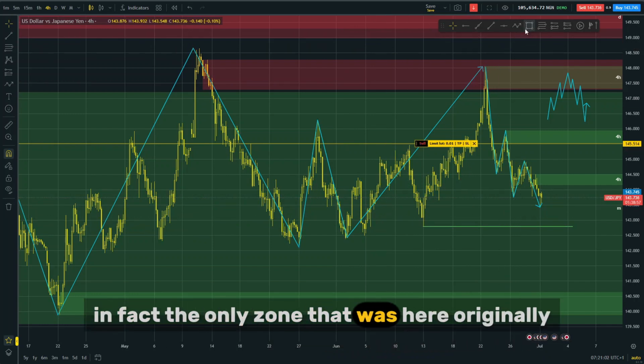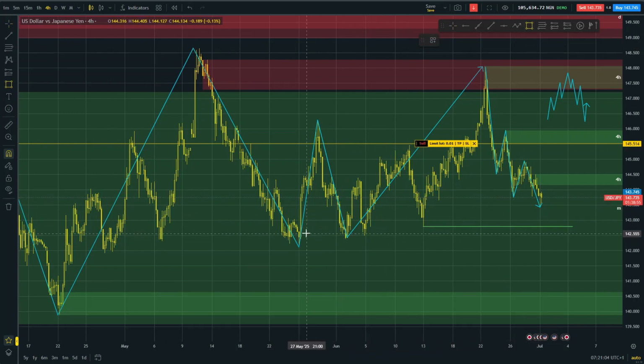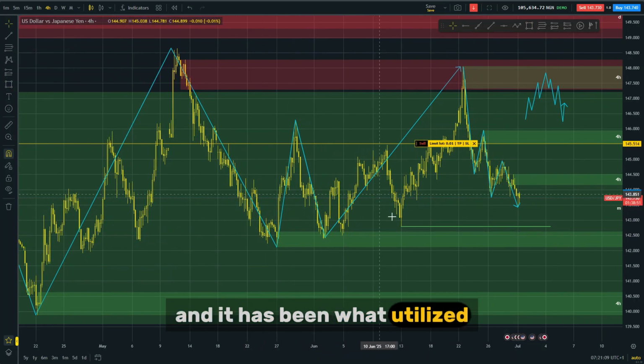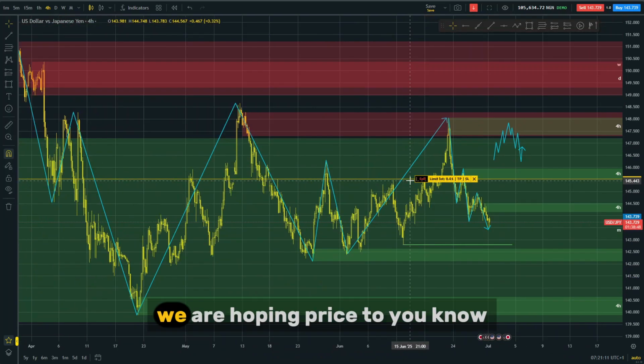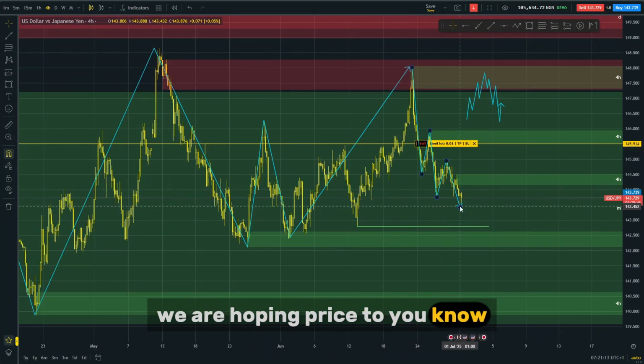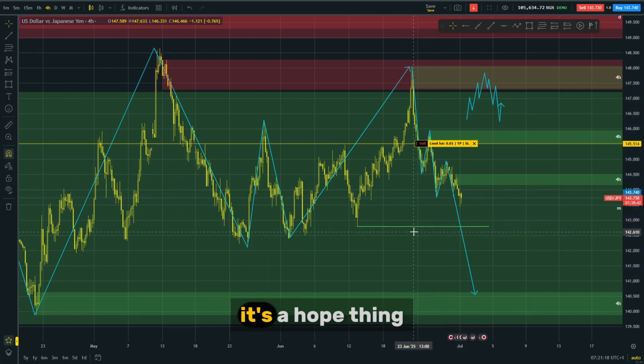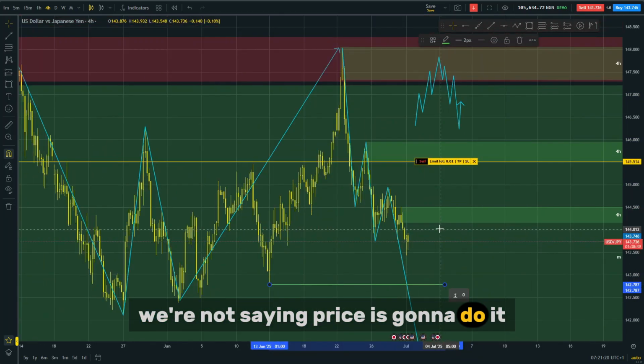In fact, the only zone that was here originally that was really standing is this, and it has been utilized. Hence we are hoping price will break through all of this and come for this. That's what we are hoping for. Remember, it's a hope thing. We're not saying price is going to do it.